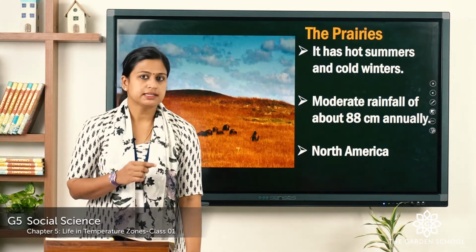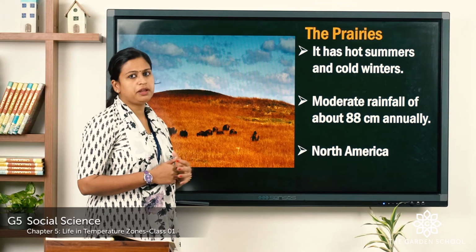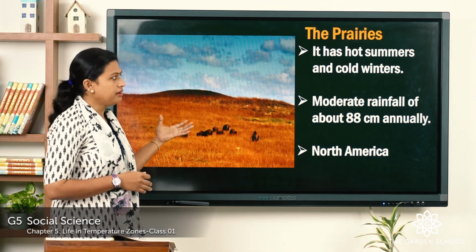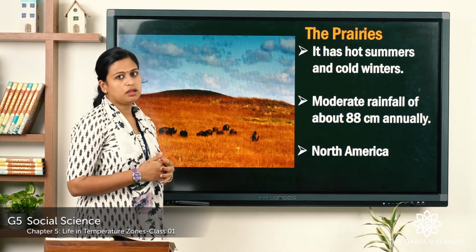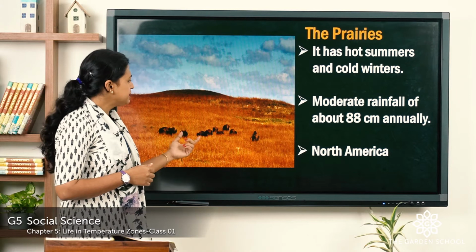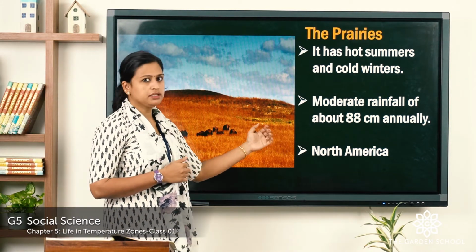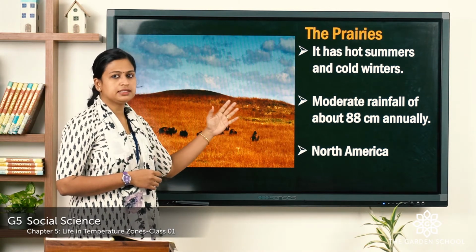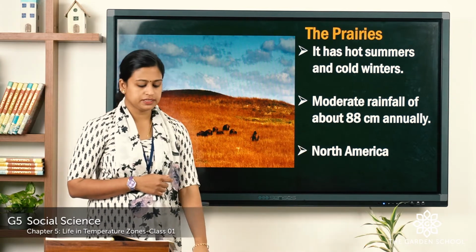Now, we will discuss them one by one. First, we will discuss about the prairies. You can see here it is a grass area. It has hot summer and cold winters and receives moderate rainfall of about 88 centimeter annually. We have already seen that it is located in the North America continent.